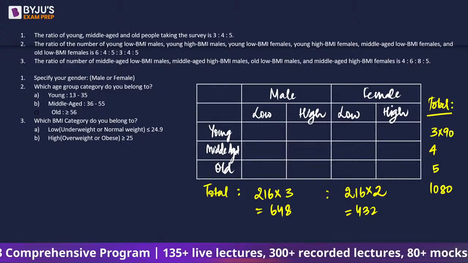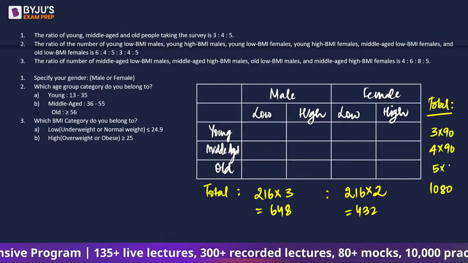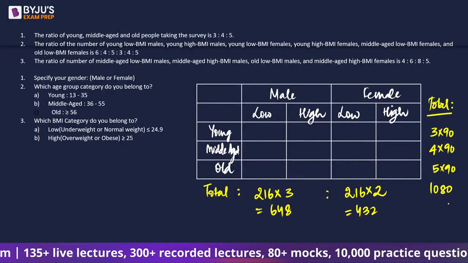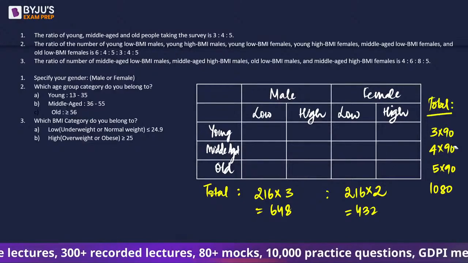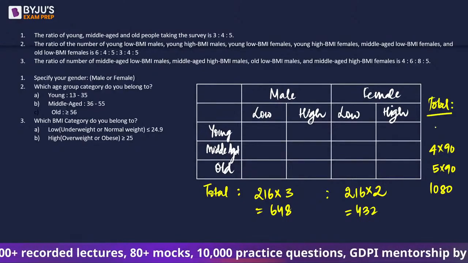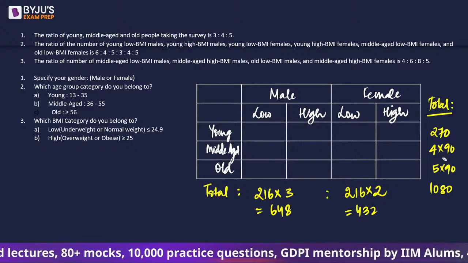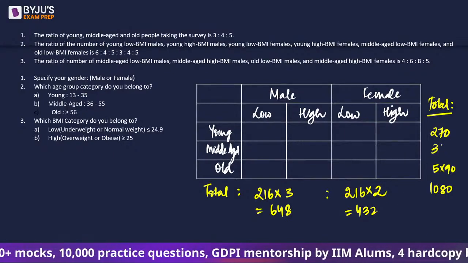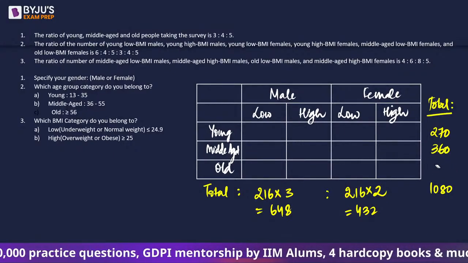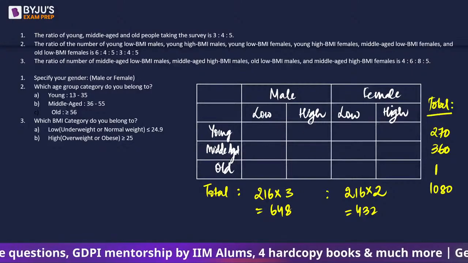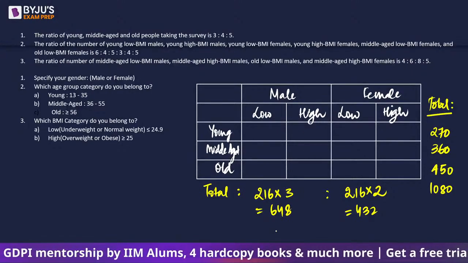So this will become 3 into 90, 4 into 90 and 5 into 90, such that 12 into 90 is 1080, right? So 3 into 90 will result in 270, 4 into 90 will result in 360, and 5 into 90 will result in 450.